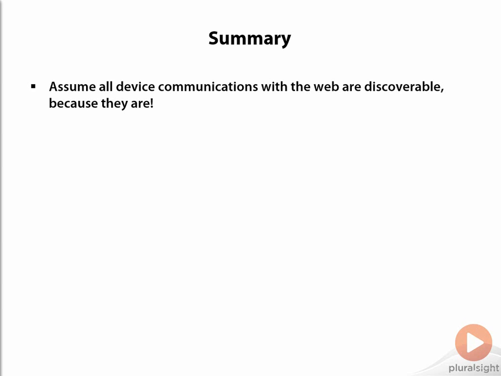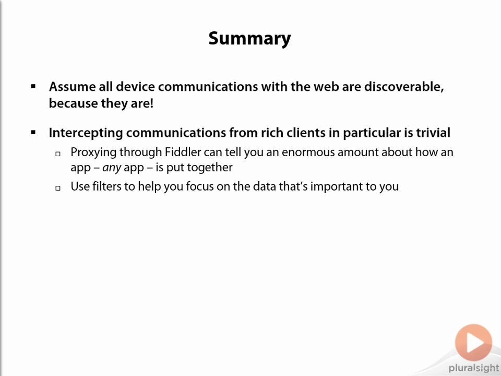Let's summarize the module. And clearly, the thing that's most important here is to understand that all these device communications with Web API backends are discoverable. It's trivial. So as we discussed, there's a couple of ways that you might do this. And the one we saw firsthand was Fiddler. Proxying data through Fiddler, especially with rich client apps running on devices like iOS, really is trivial. And it tells us a lot about what the app is doing.